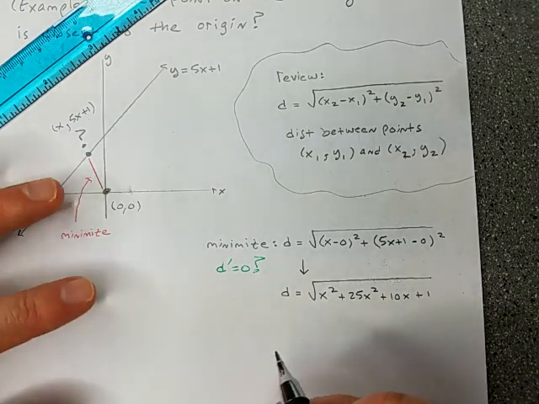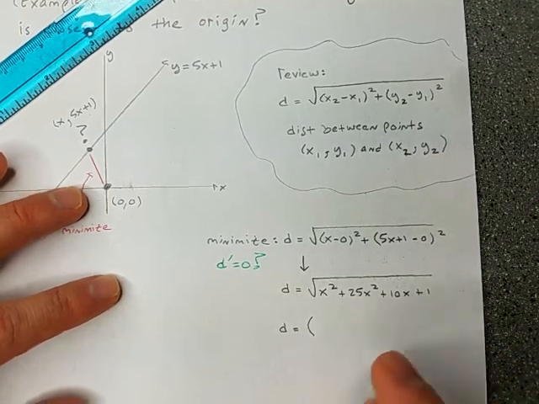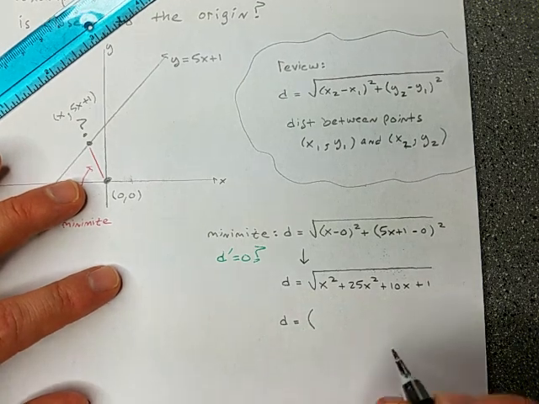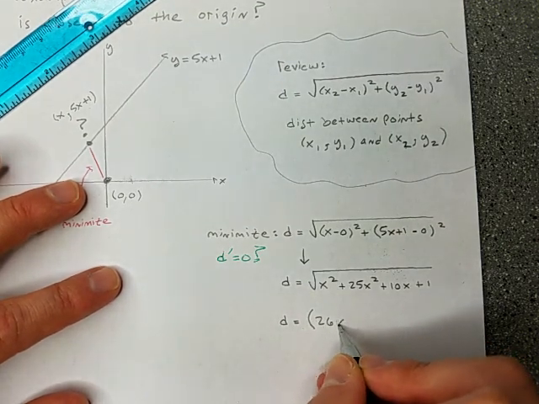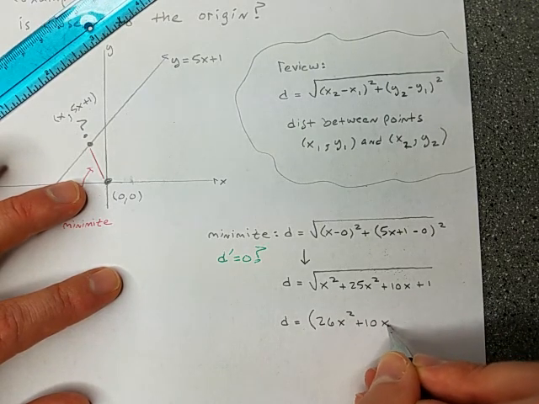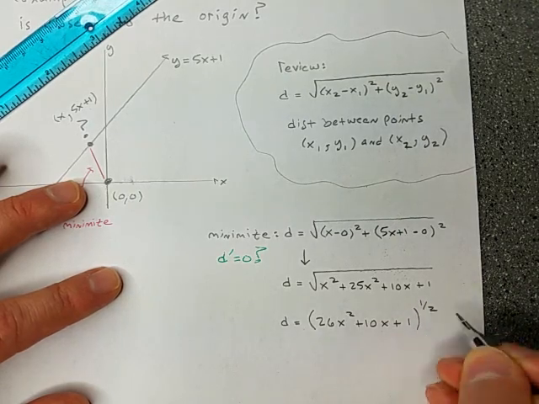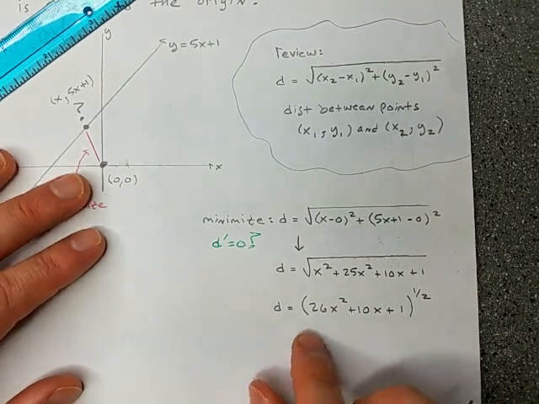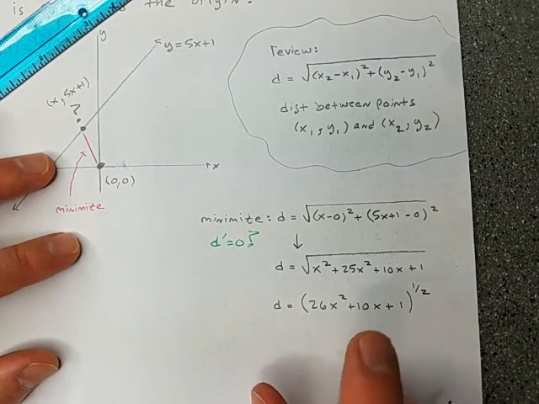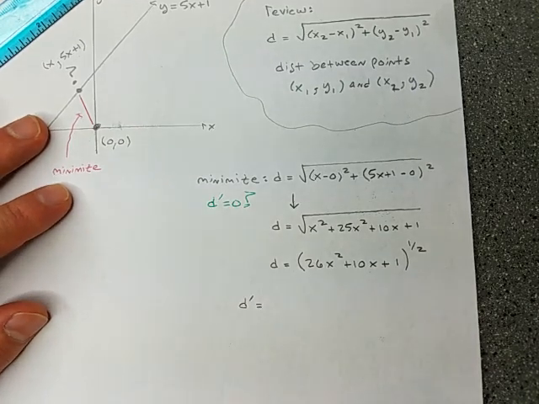I could add some like terms in addition to that. So d is equal to, well, let me do one more thing. We're going to end up taking the derivative of this, so let's write that root as a power. So 26x squared plus 10x plus 1, all to the 1/2 power. Now that's as reduced as I want to get it for the sake of finding the derivative. At this point, I'll find d prime, which is the derivative.